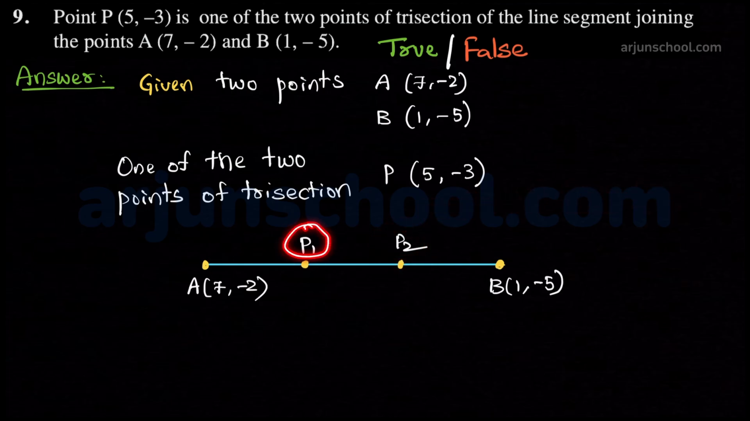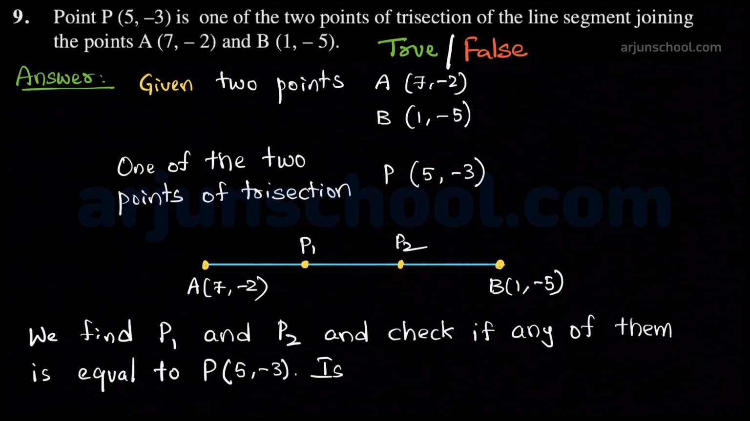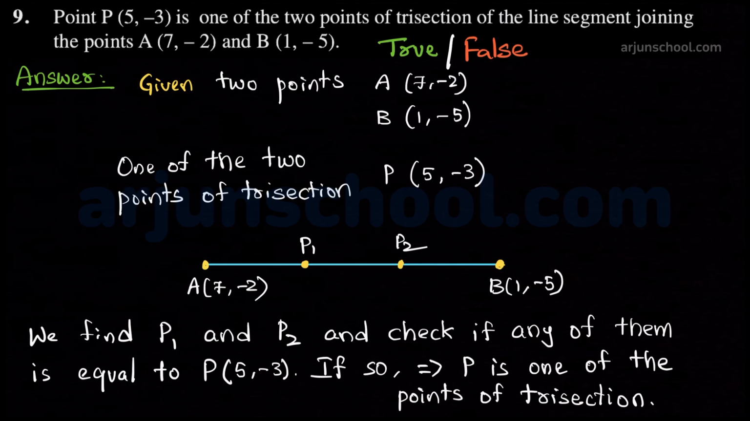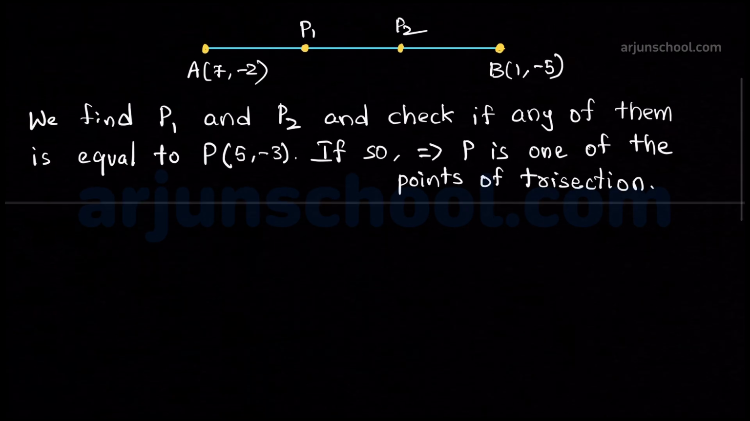The point P1 divides the line segment AB in the ratio 1:2, and the point P2 divides the line segment in the ratio 2:1 internally. And we have to check if the given point of trisection P (5, -3) is either P1 or P2. We find P1 and P2 and check if any of them is equal to P (5, -3). If so, then P is one of the points of trisection, and the given statement becomes true. Otherwise, it becomes false. Now let us find the point P1, the first point of trisection.